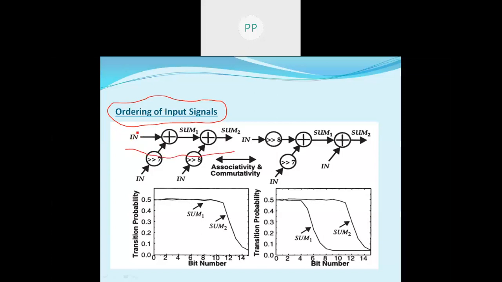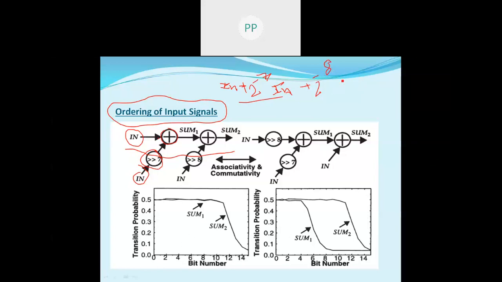In this case, there is an input signal IN, then there is a summer here, and this is again input, and it's a shifter. So this is simply input plus 2 to the power minus 7 into input. This is the output of sum 1. Then this sum 1 is added with 2 to the power minus 8 into input. So the total output is sum 2. Sum 2 is input plus 2 to the power minus 7 into input plus 2 to the power minus 8 into input.